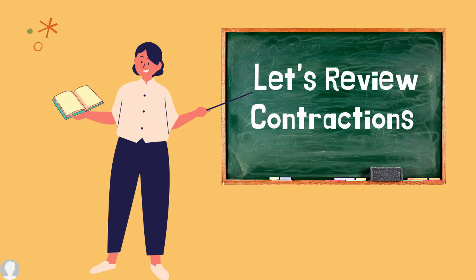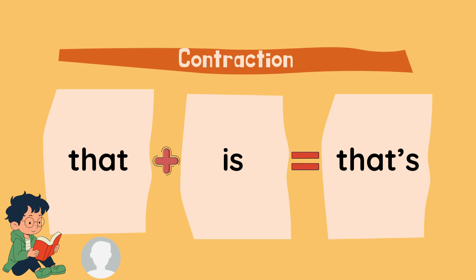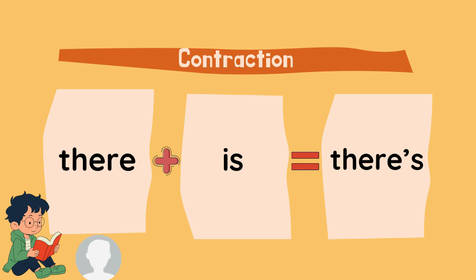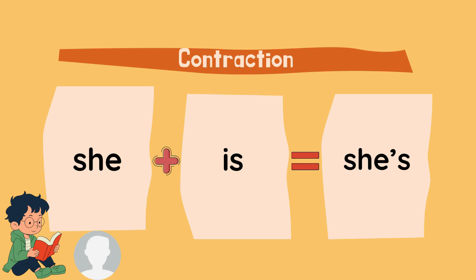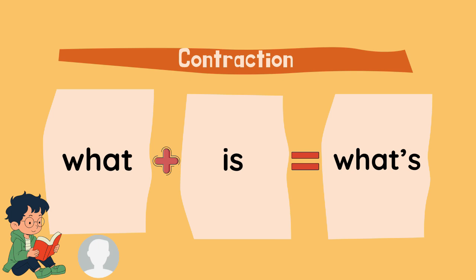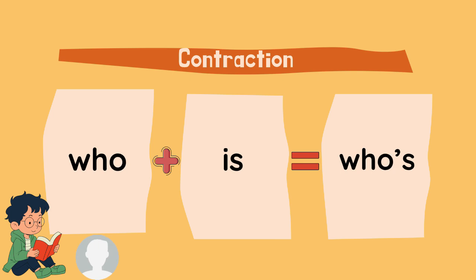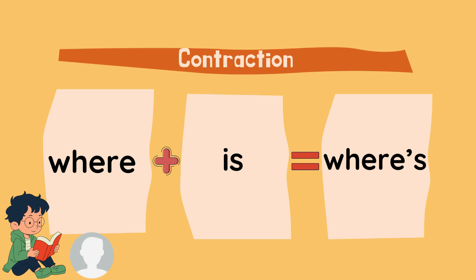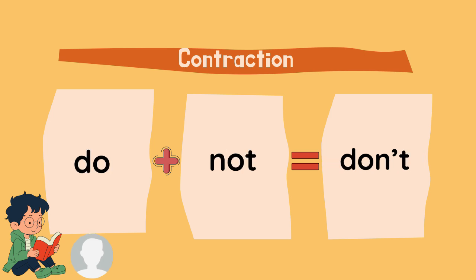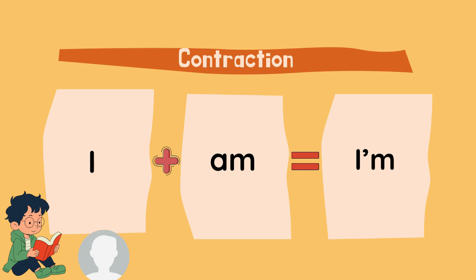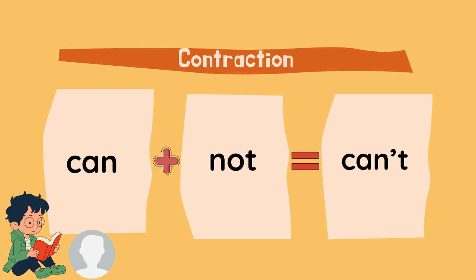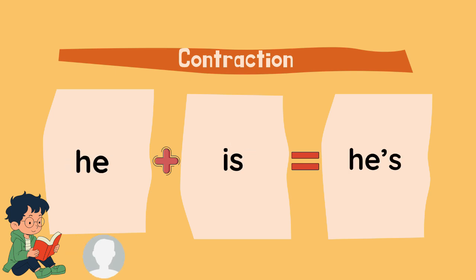Let's review contractions. I want you to say them with me so you can become better at learning about contractions and knowing them very easily. That is, that's. There is, there's. She is, she's. What is, what's. Who is, who's. Where is, where's. Do not, don't. I am, I'm. It is, it's. Cannot, can't.